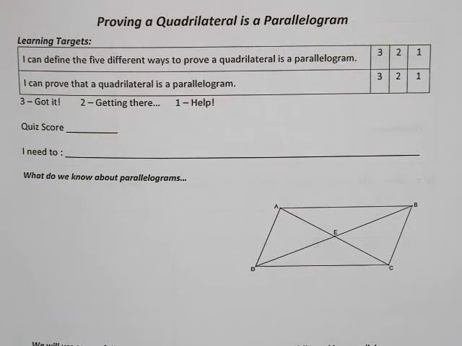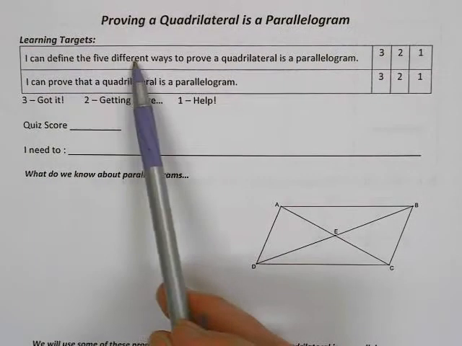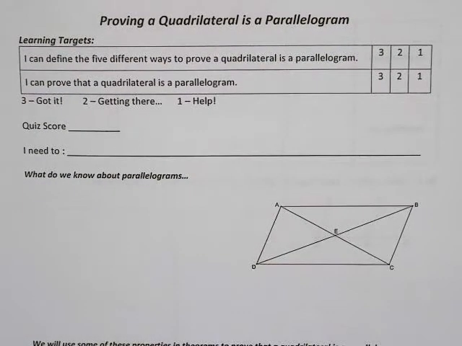Okay, in today's lesson, where you can see by the title, we're actually going to be proving that a quadrilateral is a parallelogram. So up to this point, we've been solving problems and using parallelograms and all their properties. But today we're going to kind of flip it. We're going to say, how do you actually prove that something is a parallelogram? So it says in our targets, I can define the 5 different ways to prove a quadrilateral is a parallelogram. And then I can use those obviously to prove that it is a parallelogram.